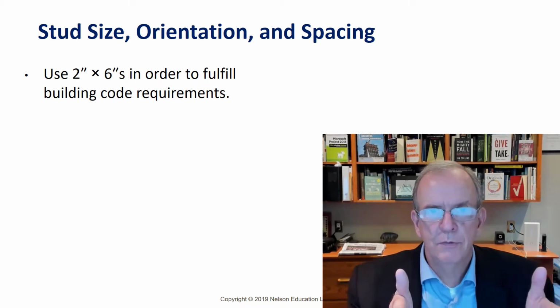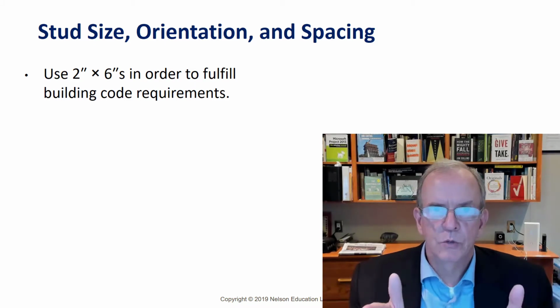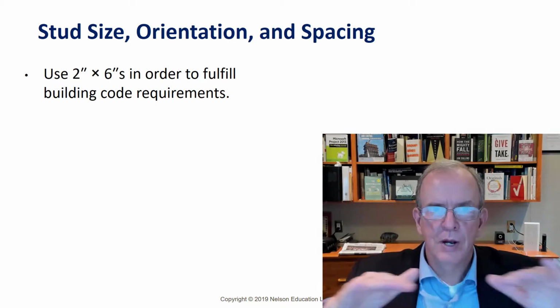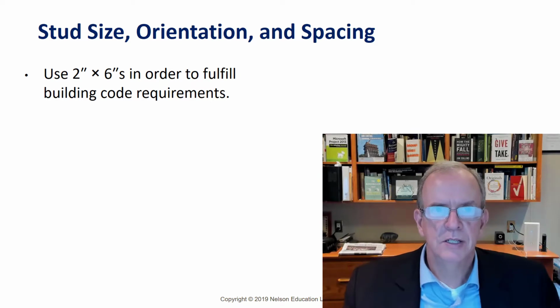Just like when we talked about floor joists, it depends on the span. And if we're going a really far span, we might have to go with a 12-inch spacing. Or if we're going with a ceramic tile to reduce deflection, we might want to go with a 12-inch spacing instead of a 16-inch spacing.